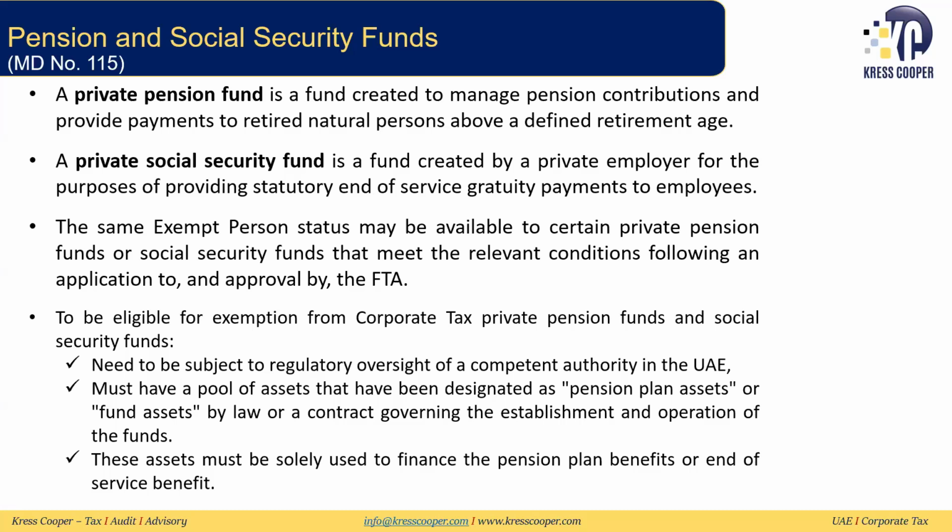The same exempt person status is also available to certain private pension or social security funds, but they have to meet the relevant conditions and they need to apply to FTA, so they do not get automatic exemption. So to be eligible for the exemption, these private pension funds or social security funds need to be subject to regulatory oversight of the competent authority in the UAE. They must have a pool of assets that have been designated as pension plan assets or fund assets by law, or a contract governing the establishment and operation of the funds. These assets must be solely used to finance the pension plan benefits, or end of service benefits in the case of the Social Security Fund. So if these conditions are met, they can apply to FTA.